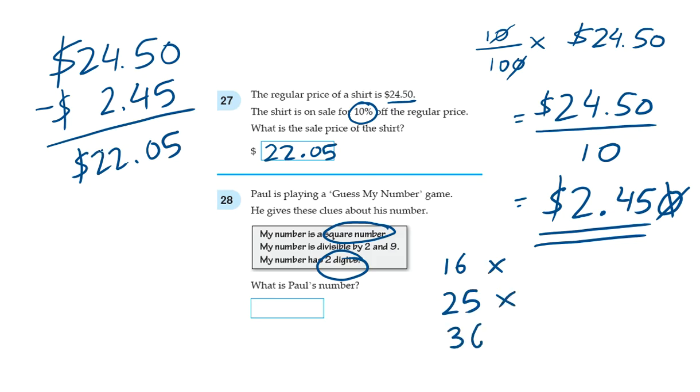Next, 36. So just to recap, this was 4 times 4. This was 5 times 5, so that was 5 squared. And now we move on to 6 squared. 6 times 6, which is 36. Now is that divisible by 2? Yes. That gives you 18. And it's obviously divisible by 2 because it's an even number. And is that divisible by 9? Yes. Because the answer would be 4 if you divided 36 by 9. So what is Paul's number? It is 36.